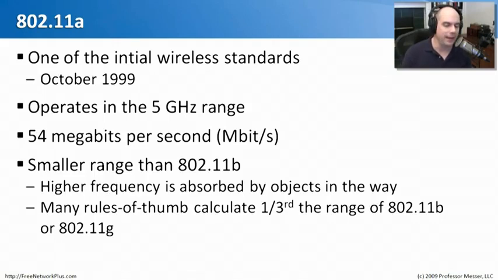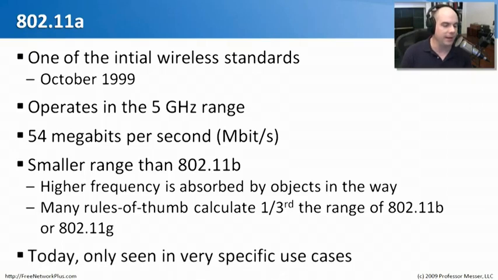The way most people will calculate 802.11a is they'll use a rule of thumb about a third of the range of 802.11b or 802.11g. That is because of that 5 gigahertz use. And it's one thing that we talk about the value of 802.11a because it's used in really very specific use cases today. It's nice having that speed wirelessly at 54 megabits, but you usually see it in large open areas.